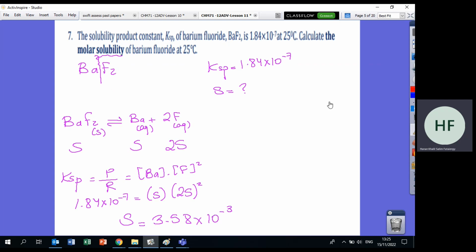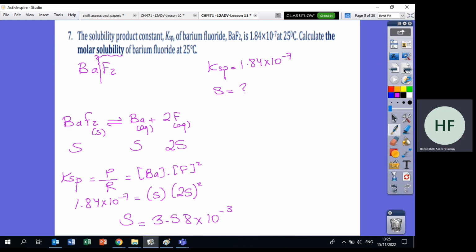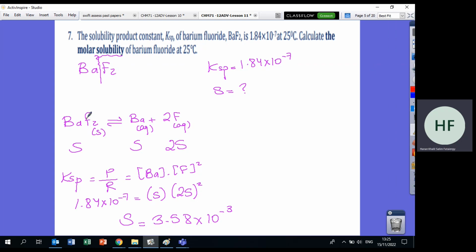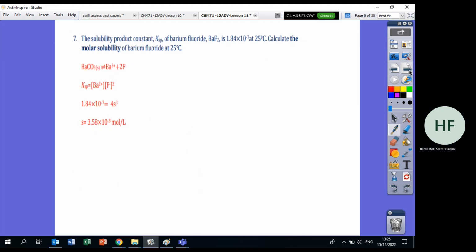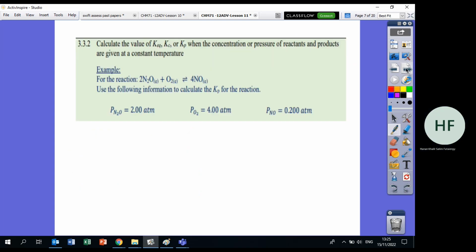Pause the video and answer this question again by yourselves. Remember the steps. First step, you dissociate it. Second step, we write the S's. Third step, we write the Ksp expression. Okay, now another question. We have this equation.